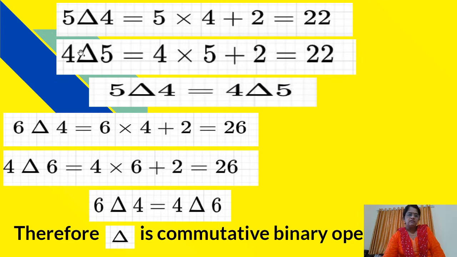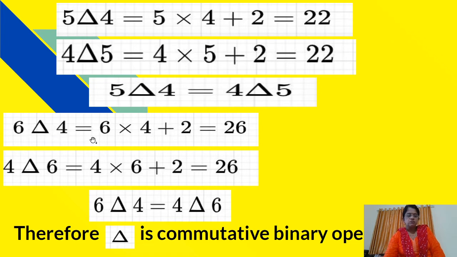Now we will find the value of 4 triangle 5 using the given definition of A triangle B, and A triangle B is AB plus 2, and therefore 4 triangle 5 is equal to 4 into 5 plus 2, and that is equal to 22. Now here you can see that both values are the same, means 5 triangle 4 is equal to 4 triangle 5. Now we will see what will be the value of 6 triangle 4.